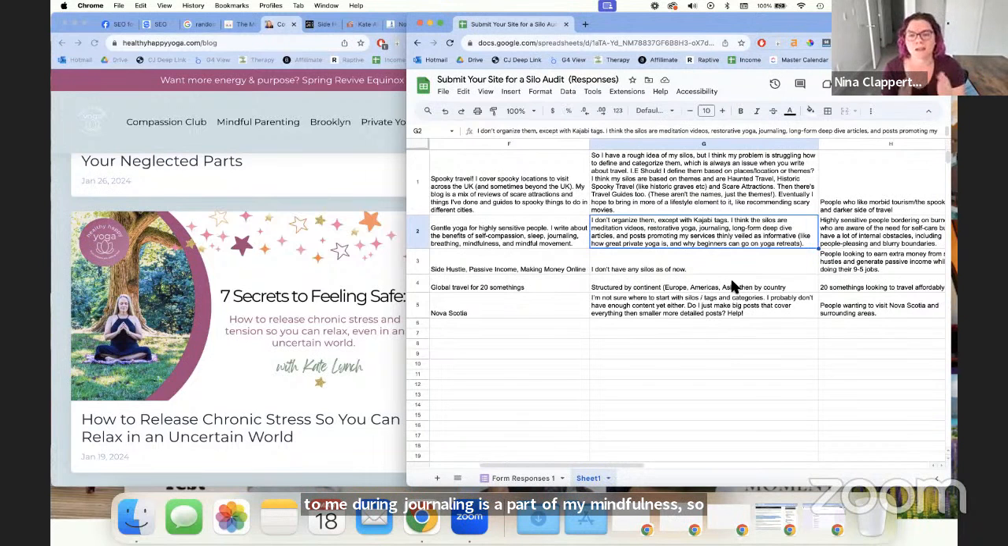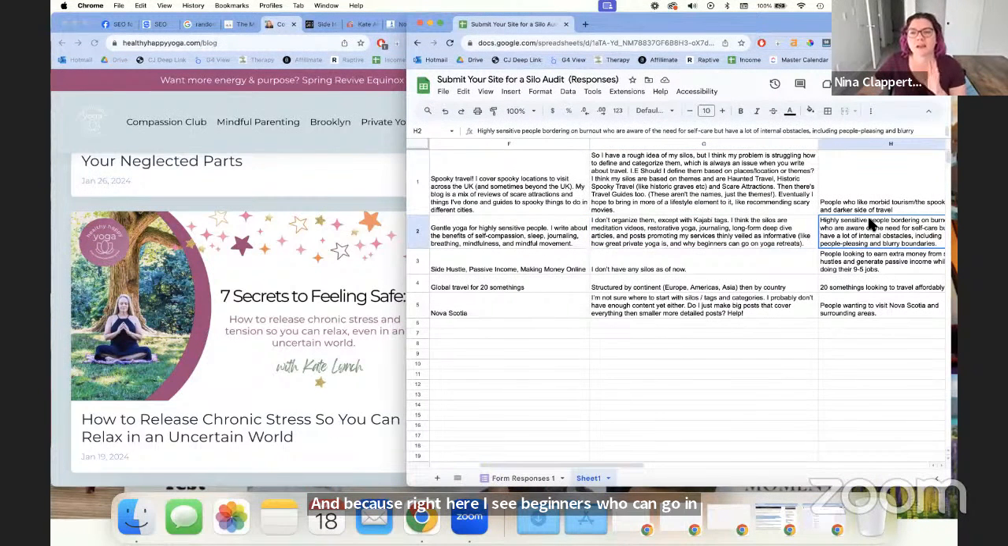But if you don't, then you just need to break it out as, again, where would your audience look for this information? Because right here, I see beginners who can go on yoga retreats, and even over here, people who are aware they need self-care, but they have all these obstacles. And a lot of times the obstacle is their own inability to realize that they need the thing, especially like you say here with people pleasing, blurry boundaries and stuff like that, which first of all, I'm not 100% sure how yoga fully connects to that, but I get the burnout part of it. So I do think it does.